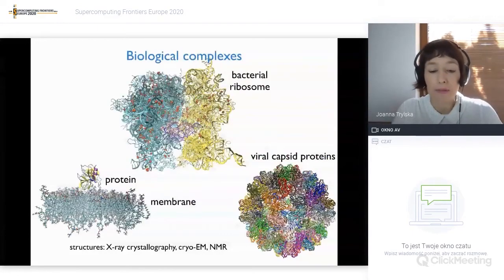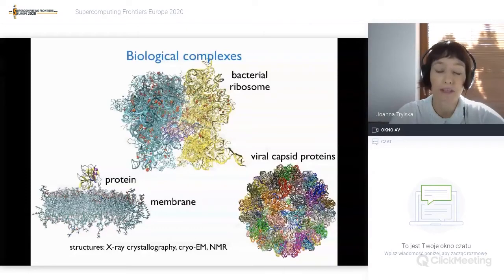So, for example, the ribosome, the protein production machine in the cell, is a complex of over 50 proteins and long non-coding RNAs. And another example, a viral capsid, is also a collection of many proteins, even for the simplest plant viruses. So the basis of our work are atomistically detailed structures obtained from experimental methods that are listed in this slide.